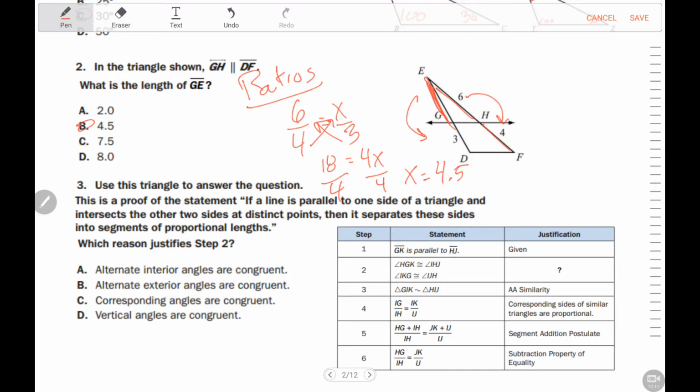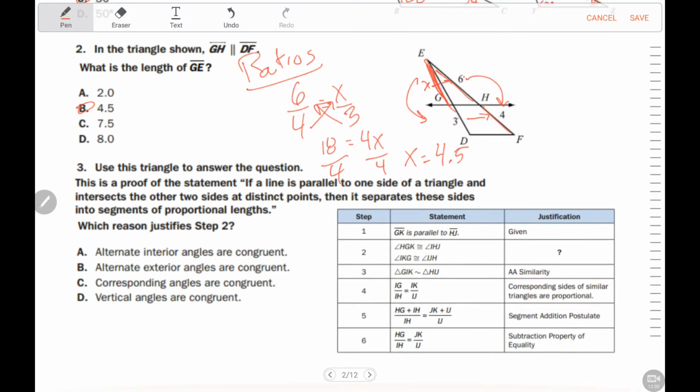So just set up your ratios. If you know you want GE, figure out that's what you want, call it X, and just say, all right, well, X over 3 should be the same as 6 over 4. Or you could have even said 3 to 4 will be the same as X to 6. And when I say X to 6, that means set it up as a fraction there.